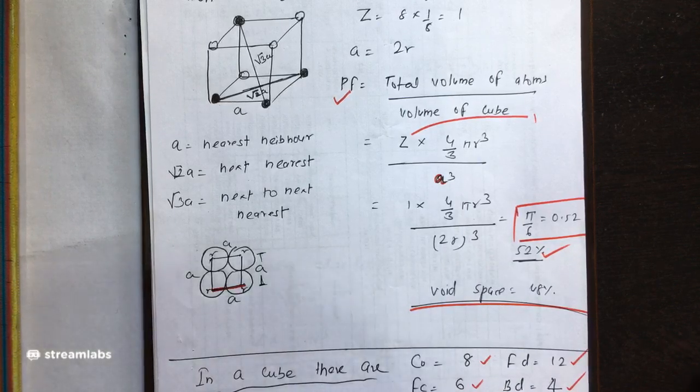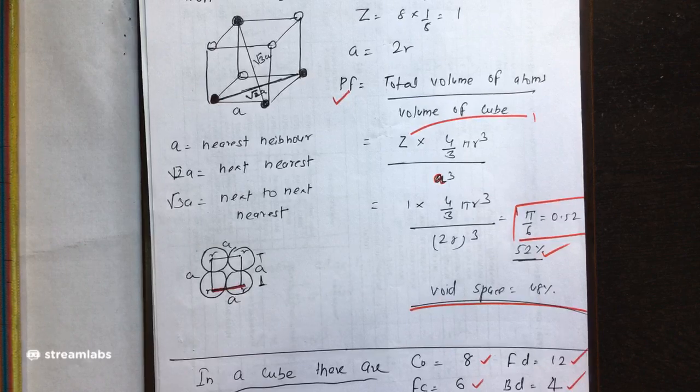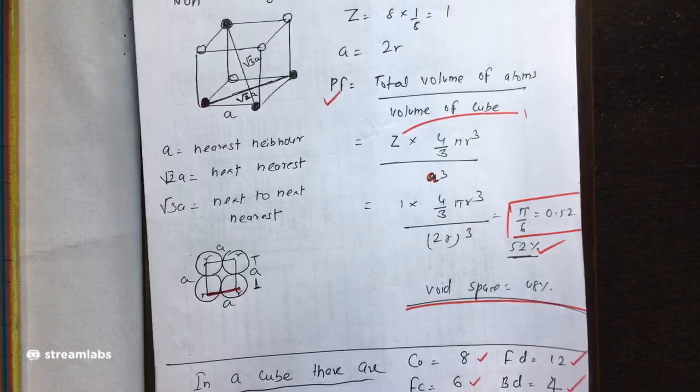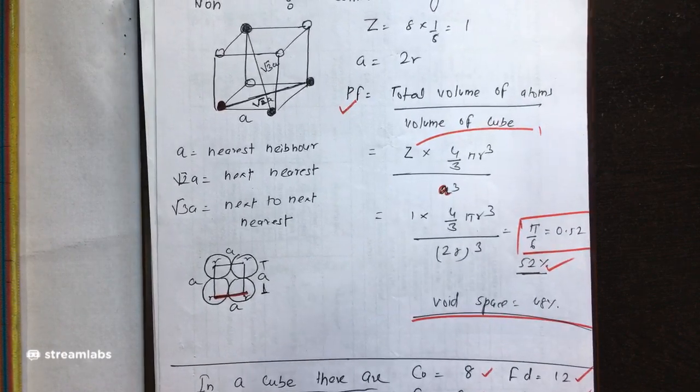48% is void space. Not a good packing, because nearly half of it is void space. So this is about the simple cubic unit cell arrangement. Everybody, I hope you have understood it.